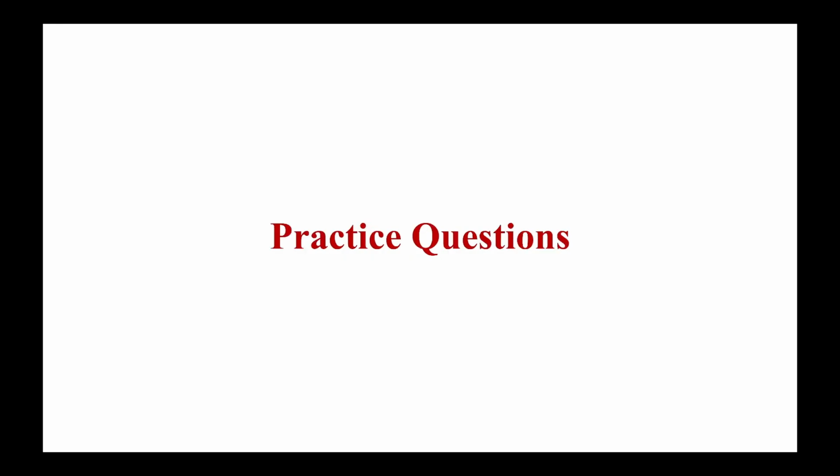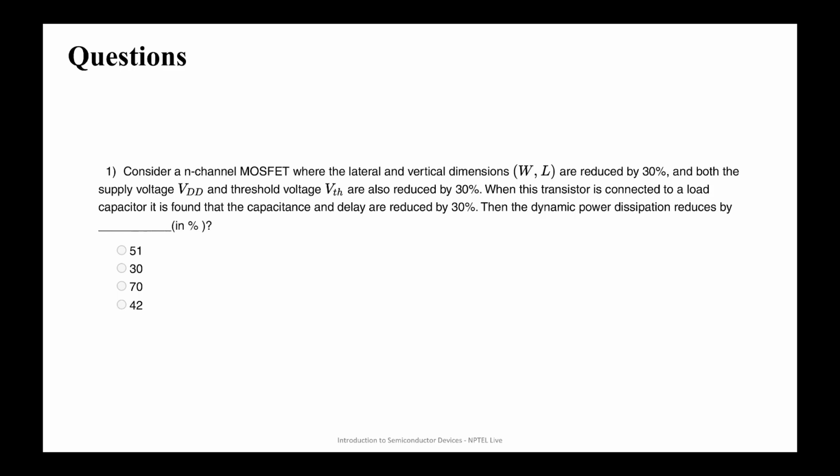Now we'll do practice questions. First, consider an N-channel MOSFET where the lateral and vertical dimensions are reduced by 30% and both the supply voltage and threshold voltage are also reduced by 30%. When the transistor is connected to a load capacitor, it is found that the capacitance and delay are reduced by 30%. Then the dynamic power dissipation reduces by dash percent. Options: 51, 30, 70, 42.